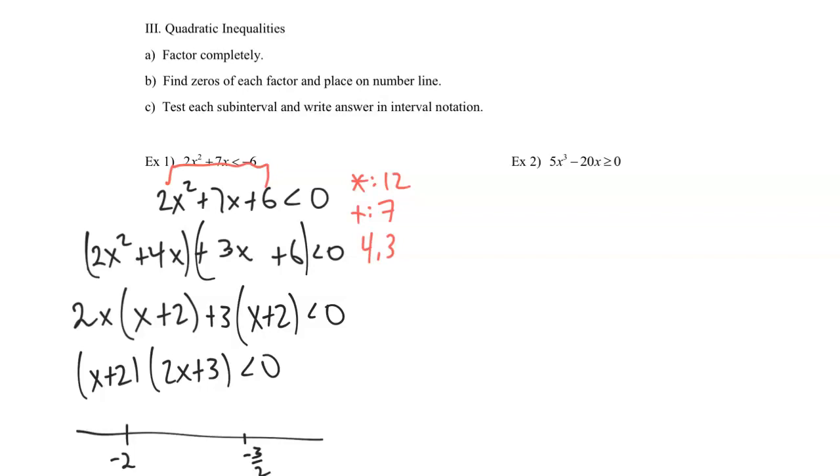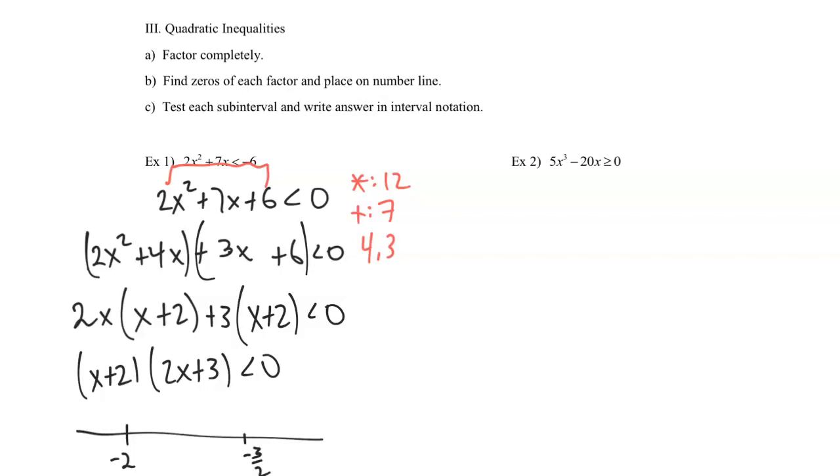Now, one thing you need to be very careful of is to put the numbers on the number line in order. So since -2 is smaller than -3/2, that's why I put that number on the left side of the number line, and -3/2 went on the right side. So that's sort of a big deal there. You want to make sure that you write your numbers in order.